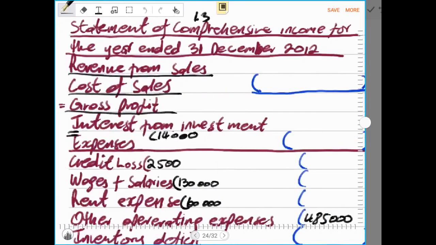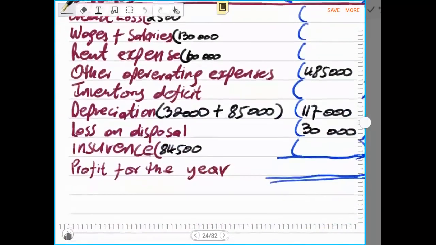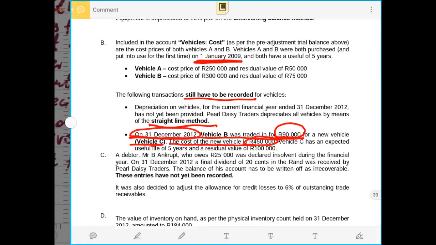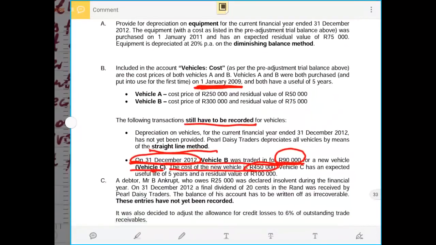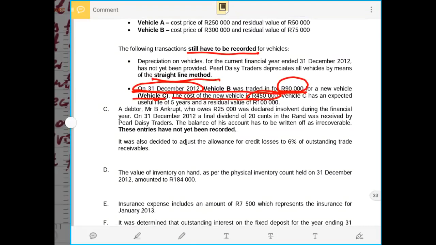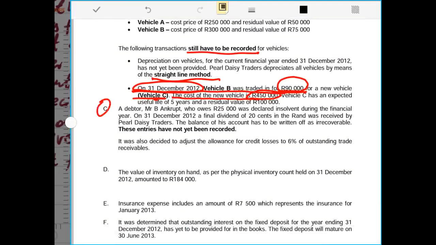So now let us go to all other adjustments, because we have completed adjustment A, we have completed adjustment B, and both of them have been recorded where they belong and all the amounts in their respective financial statements. Now number C says a debtor, Mr. B, bankrupt, who owes 25,000 rands, was declared insolvent during the financial year.